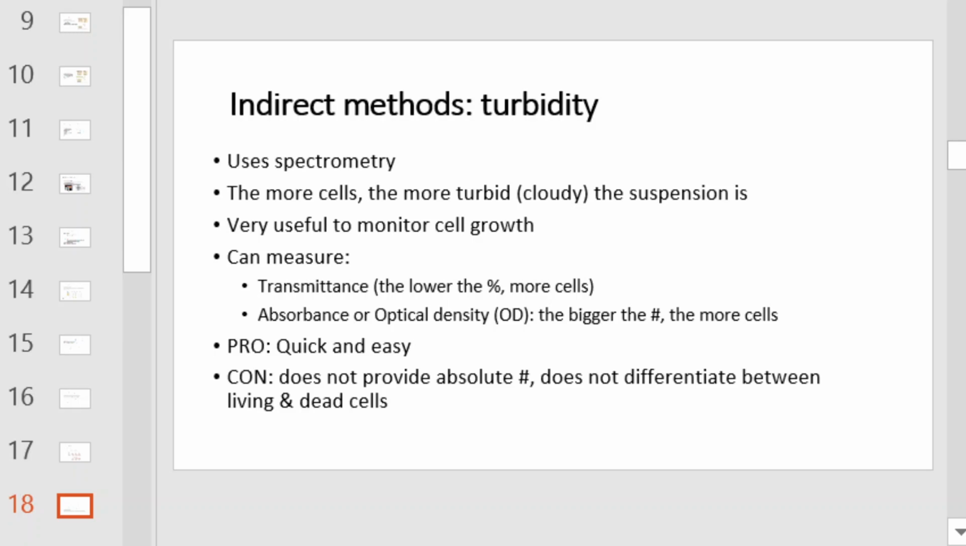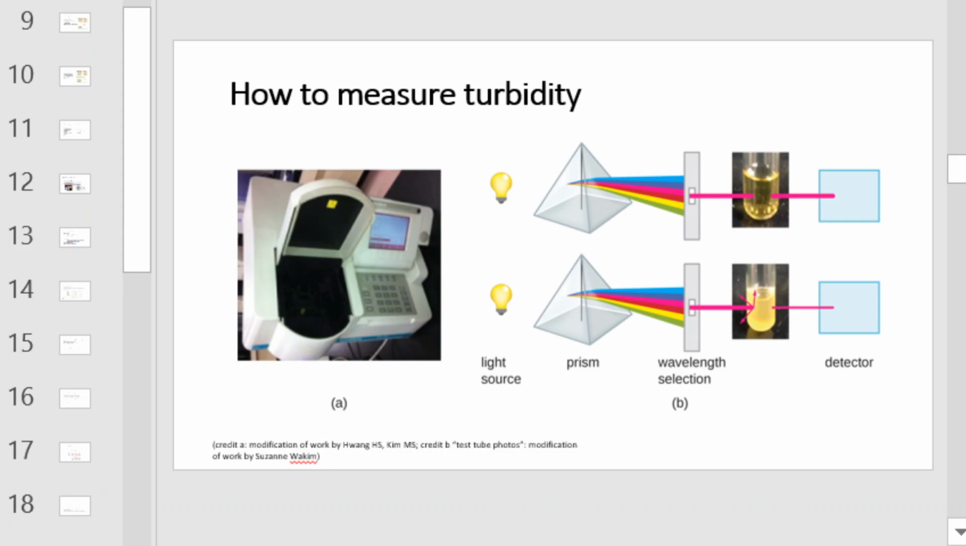Transmittance is the amount of light that will actually pass through a specimen. The lower the percentage, the more cells are in the solution. Absorbance, or optical density: the bigger the number, the more cells we have. The pros of spectrophotometry or turbidity studies is that they are quick and easy. The cons is it does not provide absolute numbers. It also does not differentiate between living and dead cells. This is an example of how we measure turbidity using a spectrophotometer.